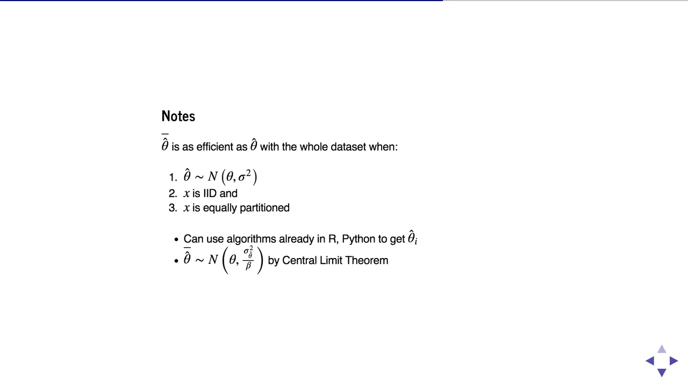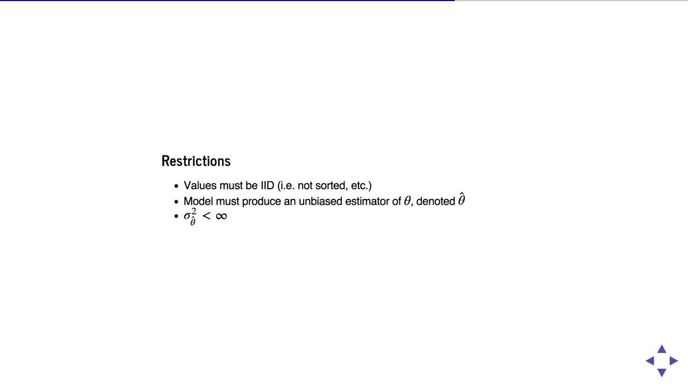The nice thing about this is we can use algorithms already done up in R and Python to find your theta hat for each partition, and by the central limit theorem, our theta hat bar comes from a normal distribution, so we have an estimate of what our final result is on average. Unfortunately, we need the values to be IID, so if they're sorted, we need to basically unsort. And that's sometimes difficult and annoying, especially since the paradigm right now, for testing models and the performance of different tools, is actually sorting.